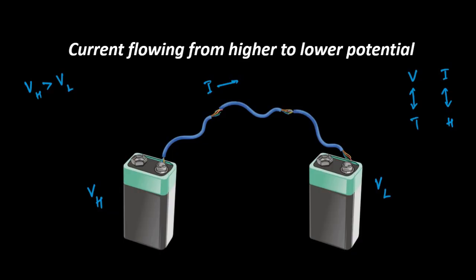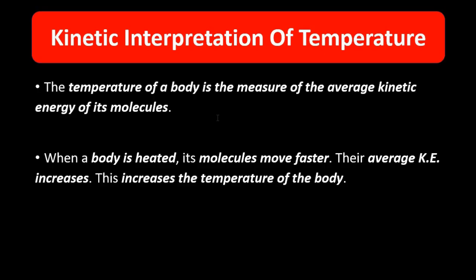So this is the comparative analogy between heat and temperature and potential difference and current. Another important thing to understand about temperature is its kinetic interpretation. We know that heat is basically internal energy because of the molecular motion: vibrational, rotational, translational. So it's the velocity which causes the internal energy. Increase in velocity increases the kinetic energy, and that increases the internal energy.